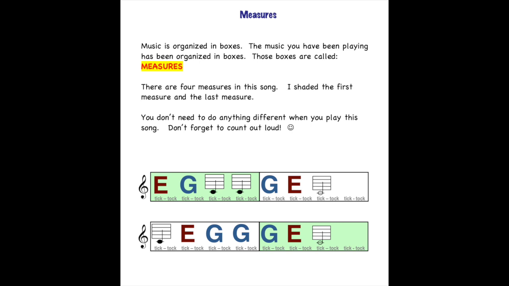1, 2, 3, E, talk. G, talk. C, talk. C, talk. G, talk. E, talk. C, talk. C, talk. C, talk. E, talk. G, talk. G, talk. G, talk. E, talk. C, talk. C, talk.